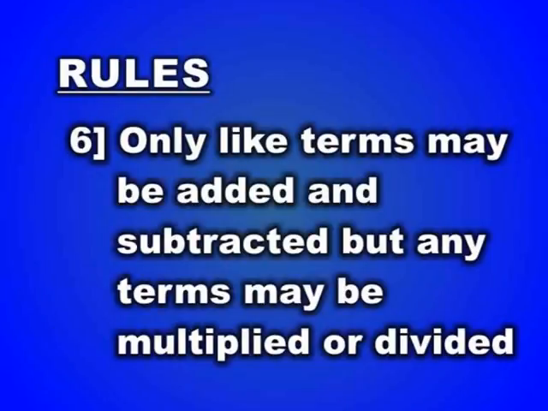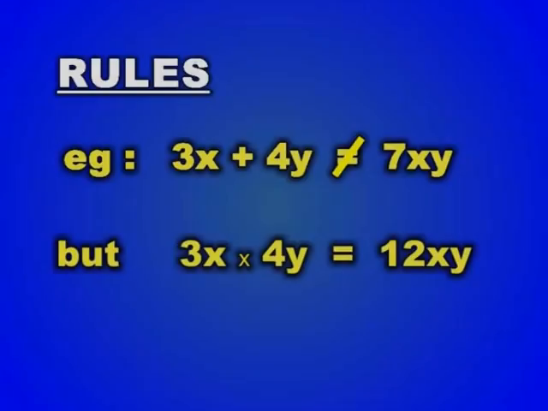Rule number 6. Only like terms may be added or subtracted to each other, but any term can be multiplied or divided by another term. For example, 3x plus 4y cannot become 7xy. It has to stay as 3x plus 4y because they are unlike terms. But 3x times 4y is equal to 12xy, because even though they are unlike terms, they are multiplied by each other, and we can do that with unlike terms.